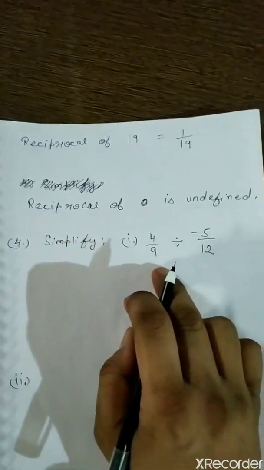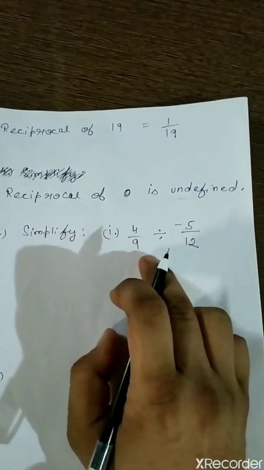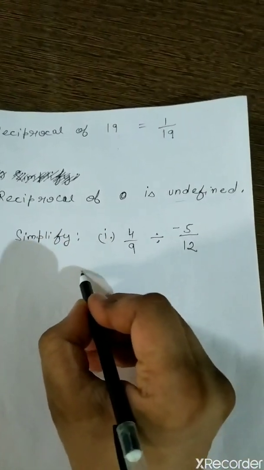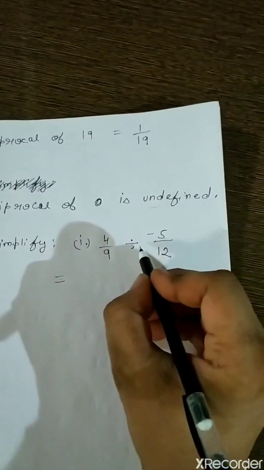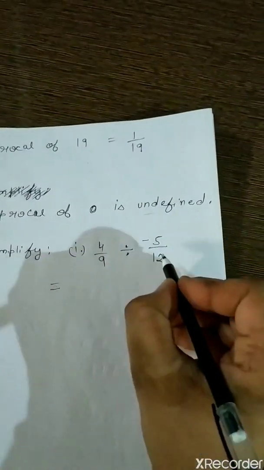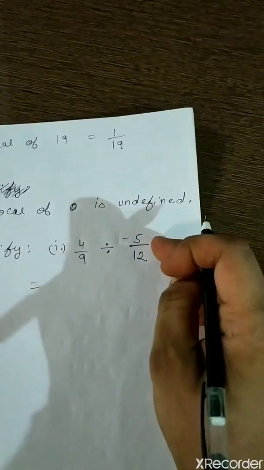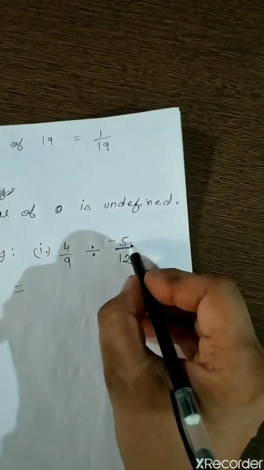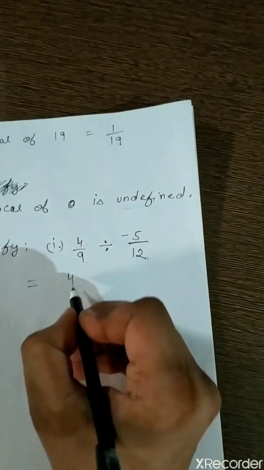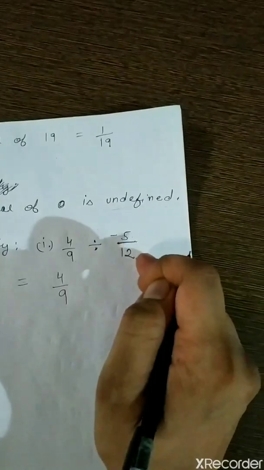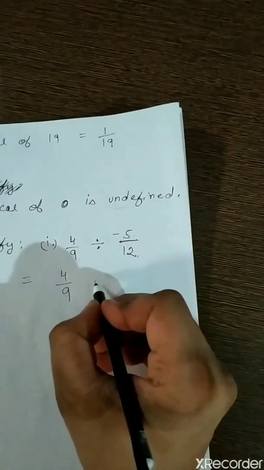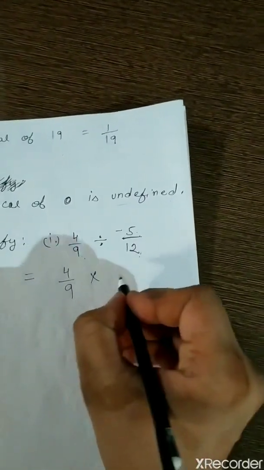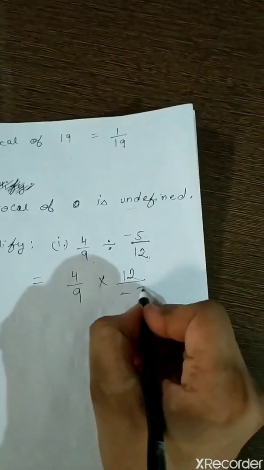Next, some simplification questions for division, that is 4 by 9 divided by minus 5 by 12. As you do in fractions, you are doing multiplication only in division also, but after taking the reciprocal of the second rational number. The first rational number is 4 by 9 and the second is minus 5 by 12. So you have to take the reciprocal of the divisor. The first rational number is the dividend and the second is the divisor. So 4 by 9 into 12 by minus 5.